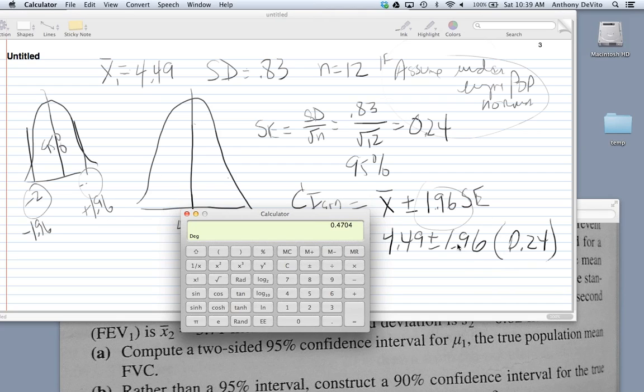By the way, in certain situations, that's called the margin of error. So I'm going to put that into memory. I'm going to clear this. So our confidence interval is going to be equal to 4.49 minus that value, the error, and it's going to be equal to 4.02.